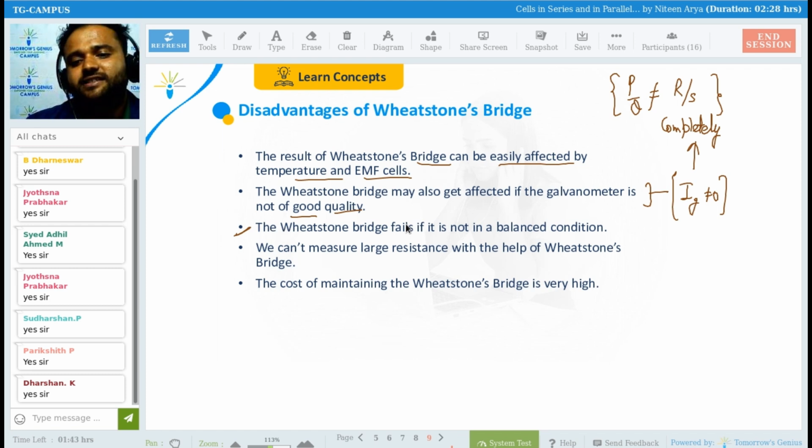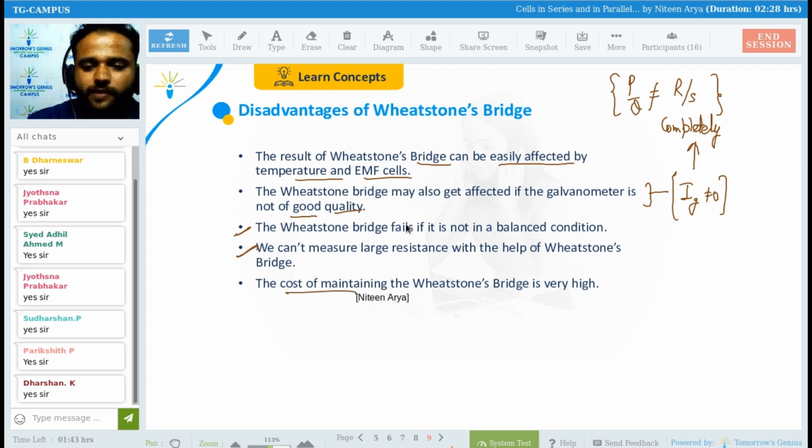We can't measure large resistance with the help of a Wheatstone bridge. One limitation is that if resistances are in the order of 10 ohm, 50 ohm, we can find them. But if it is in the kilo ohm range, a current in the milli range is going to pass through, so this condition is not going to be fulfilled and we cannot use it.